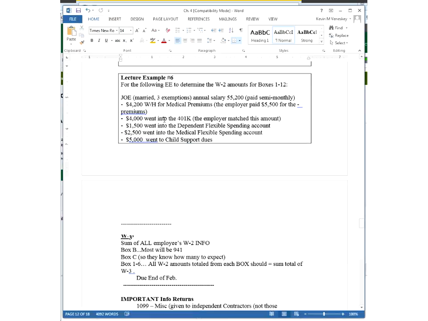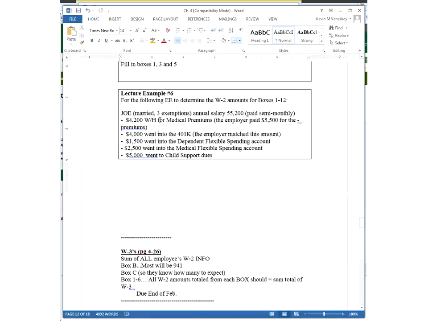Okay, now let's look on to the final example, lecture example 6. And I want you to kind of do the same thing again and determine what's going to be in the boxes. Actually, I want you to go through box 12 this time. What's going to be in each of the boxes for this example. So go ahead and pause it, and then we'll go through this answer in just a few seconds.